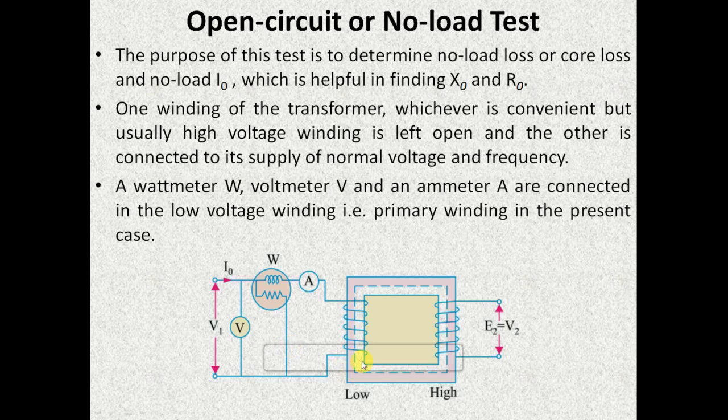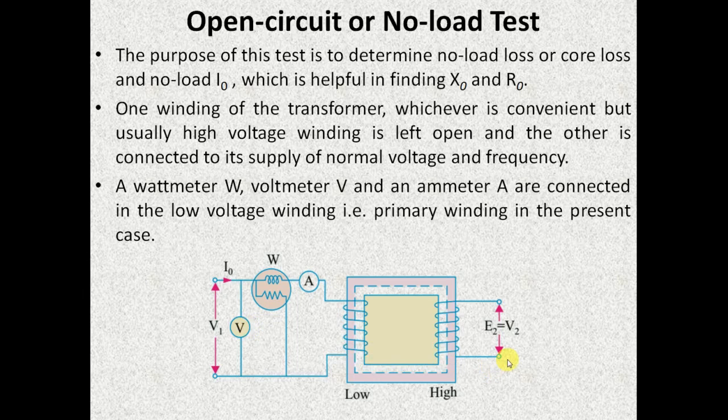If you see in this diagram, all the measuring devices, that is the voltmeter, wattmeter and ammeter, all these three are connected at the low voltage side of the transformer, and the high voltage side of the transformer is kept open. Since this test is being performed at the low voltage side, the rating of these measuring instruments required also will be small, and hence they can be easily obtained.